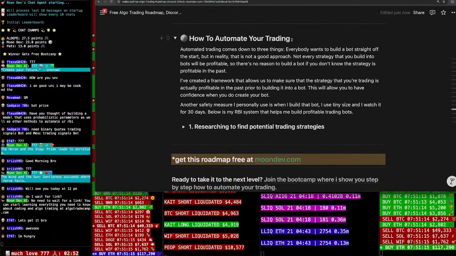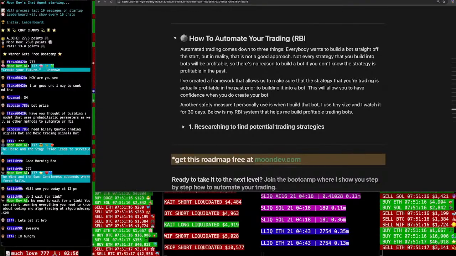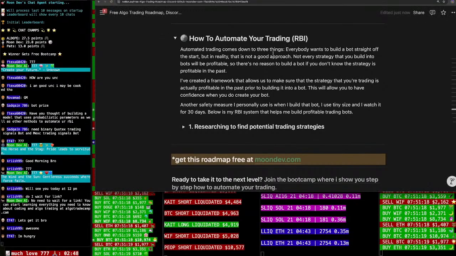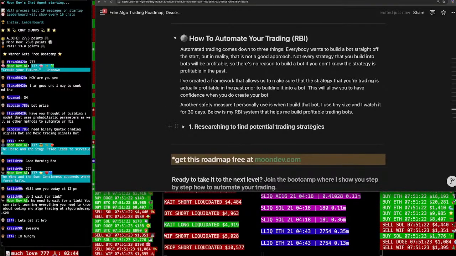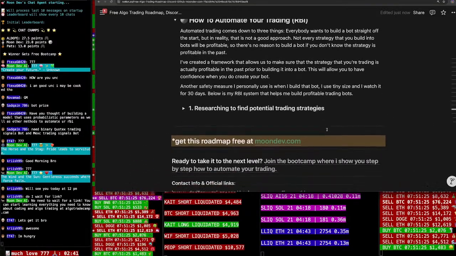How to automate your trading. RBI. I'm gonna put that there and I'm gonna keep saying it over and over again, dude. Researching to find potential trading strategies.